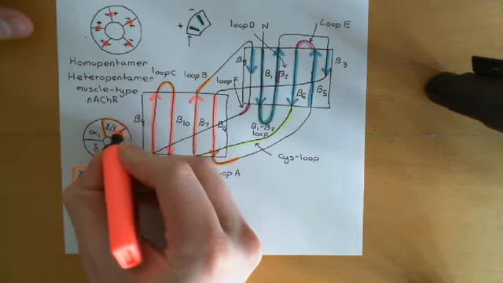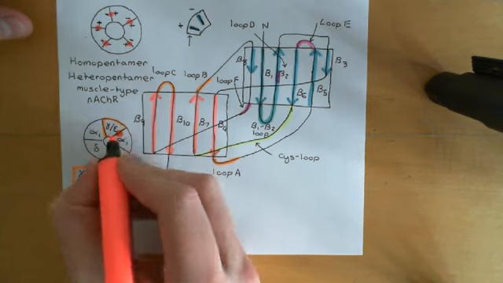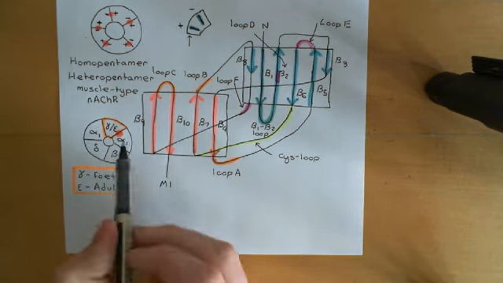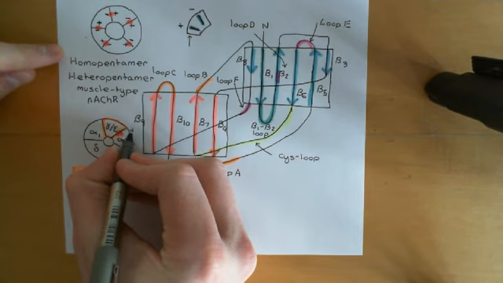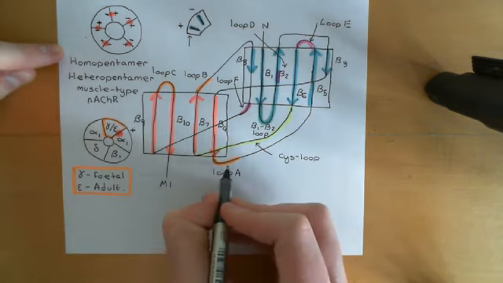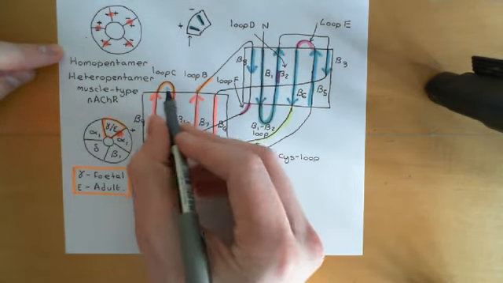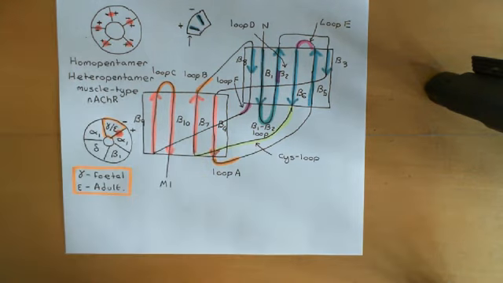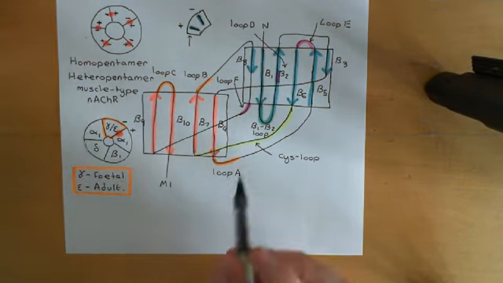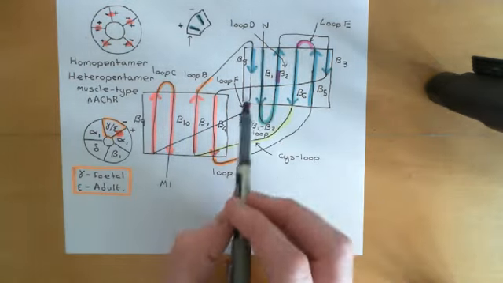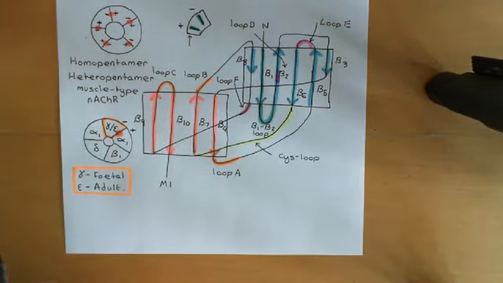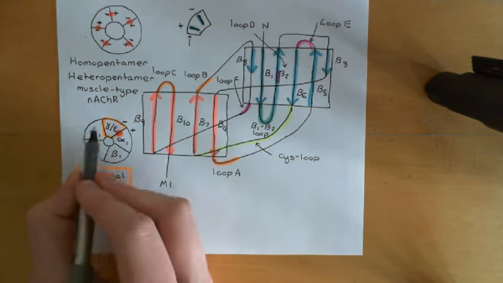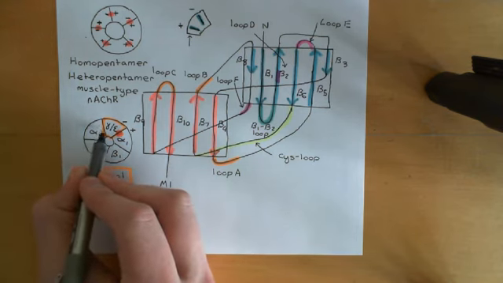So here is one of them, and that's using the positive side of the alpha-1. Okay, so remember, this is the positive face of alpha-1, so that will contain loop A, loop B, loop C, and it uses the negative side of the gamma or the epsilon subunit, which will have loop D, loop E, and loop F making up that binding site. Okay, so that's actually capable of binding acetylcholine. The binding site here isn't, basically.